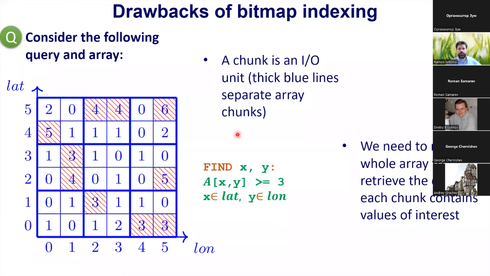However, bitmap indexing has a drawback. For array DBMSs, you know that a chunk is an I/O unit. We need to read a chunk completely, which may be up to several megabytes, even if only a single cell contributes to the result. In this example, as you can see, almost all chunks contain cells which contribute to the resulting query. Actually, we need to read almost the whole array, which is not good.